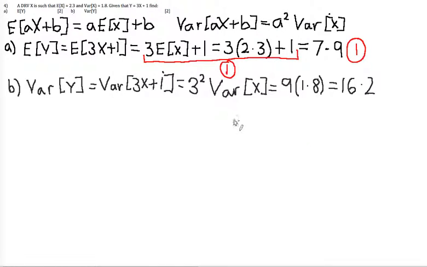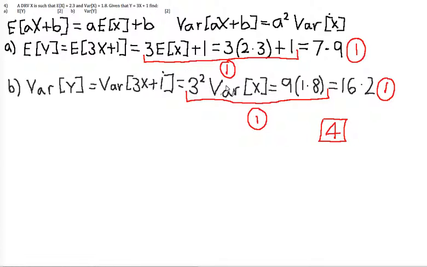Now again, there's 2 marks available for this question. So how do we get our marks? Well, you can have 1 mark for demonstrating this property correctly, and you can have 1 mark for your accurate answer. And that is it. Total of 4 marks. Hope that all made sense.